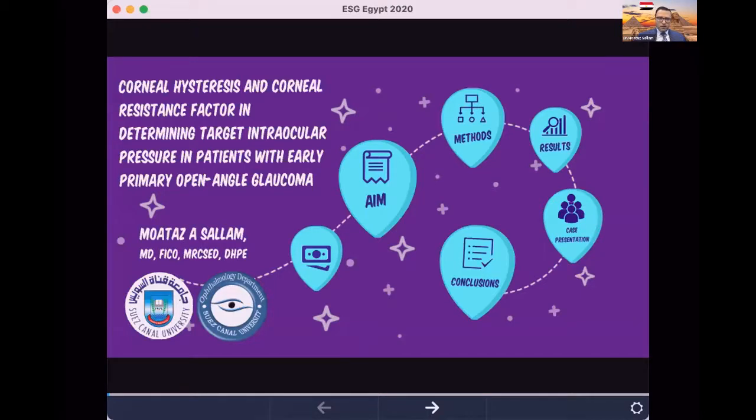My talk today will be about corneal biomechanics, specifically corneal hysteresis and corneal resistance factor, with target IOP estimation in patients with glaucoma.